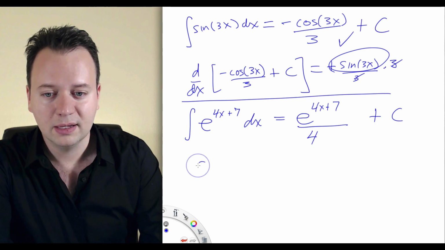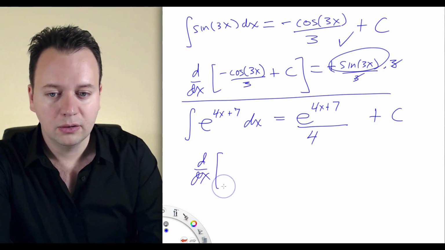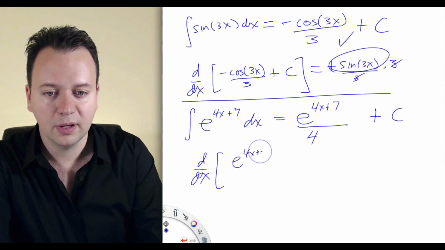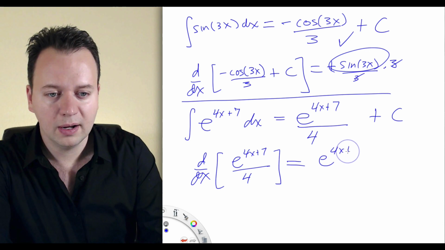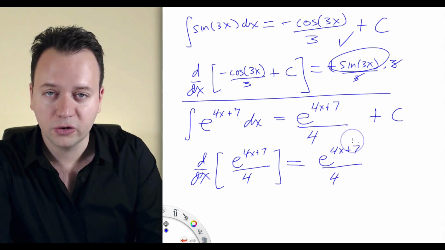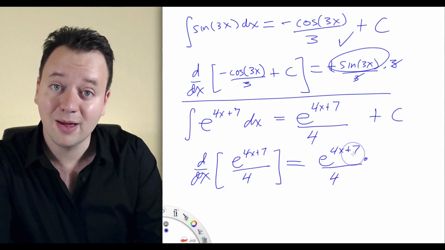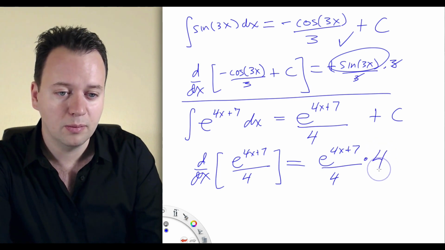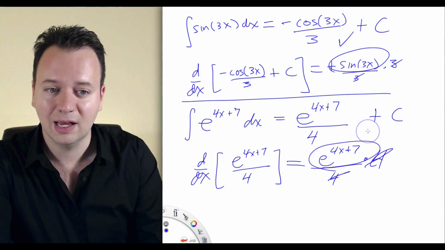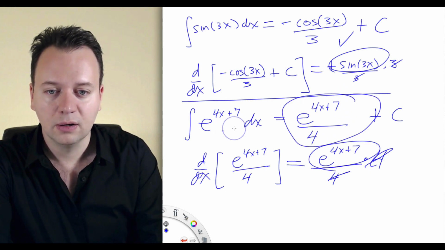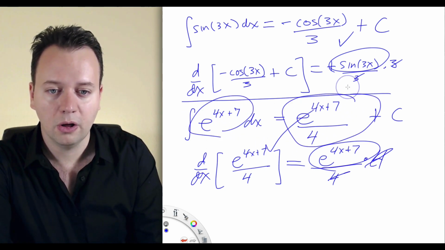Right? So the reason is the derivative of e to the 4x plus 7 over 4, well, it's going to be e to the 4x plus 7 over 4. You start off by rewriting it. Then you multiply by the derivative of the exponent. So we multiply by 4. Those cancel out, and we just get e to the 4x plus 7. So the derivative of this really is this one right there. So it all checks out.